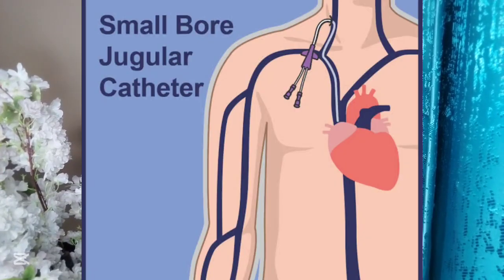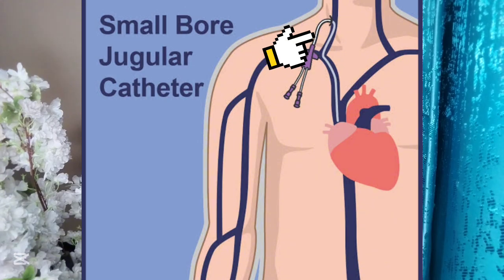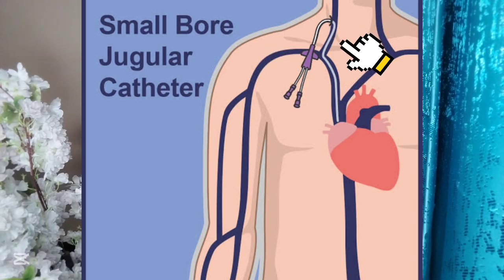The central line associated bloodstream infection usually occurs when bacteria, for example that on the skin, grows in large numbers, and then it starts to grow on the external portion of the central venous catheter, the central line, that portion that is closer to the skin that has not entered into the vein. So the bacteria starts to grow on that portion that is outside the vein, and then it grows towards the portion that has been inserted in the vein.